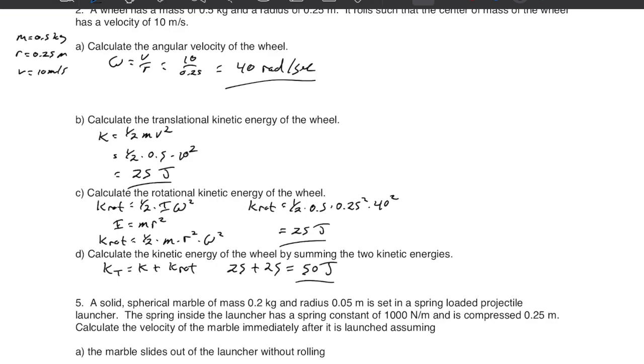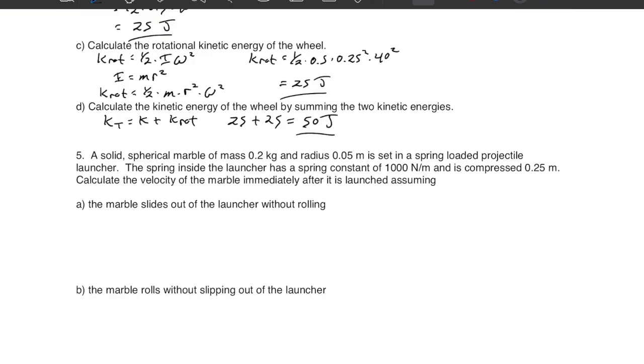A solid spherical marble of mass 0.2 kilograms, so we know mass is 0.2 kilograms, and because it's a solid sphere, we know I is 2/5 mr squared. Radius is 0.05 meters. It's set into a spring-loaded projectile launcher, so we know our initial energy is going to come from spring potential energy. Spring constant is 1,000. It's compressed, so the displacement of the spring is 0.25 meters. Calculate the velocity, so we're looking for linear v, translational v, regular velocity of the marble immediately after it's launched, assuming the marble slides out of the launcher without rolling, so it's only moving linearly.